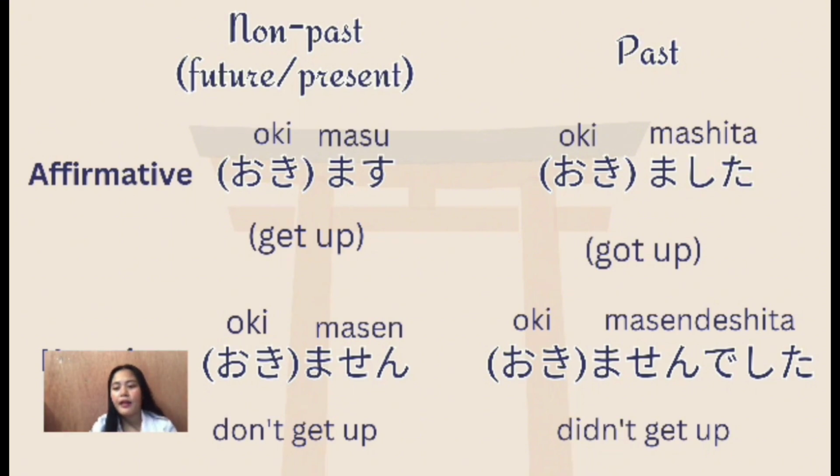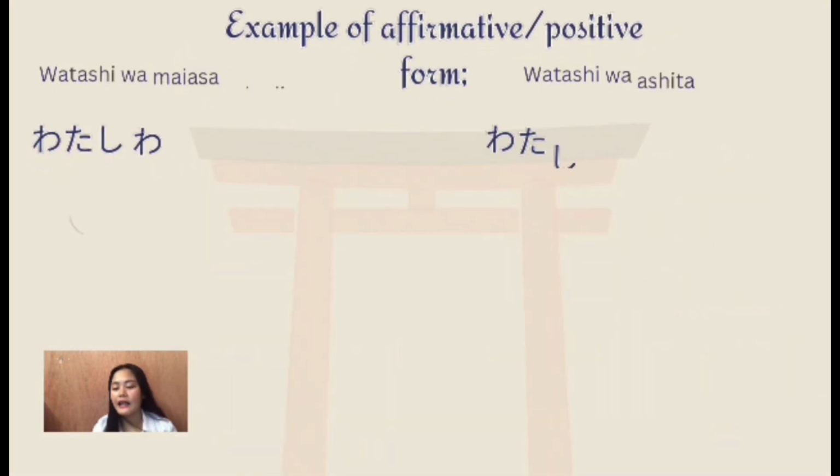Sa negative form naman, ang okimasen or I don't get up, ginagamit ito kapag ang action ay hindi pa ginagawa. Sa okimasen deshita, means I did not get up. Ito naman is ginagamit para sa nakaraang hindi naganap na action.